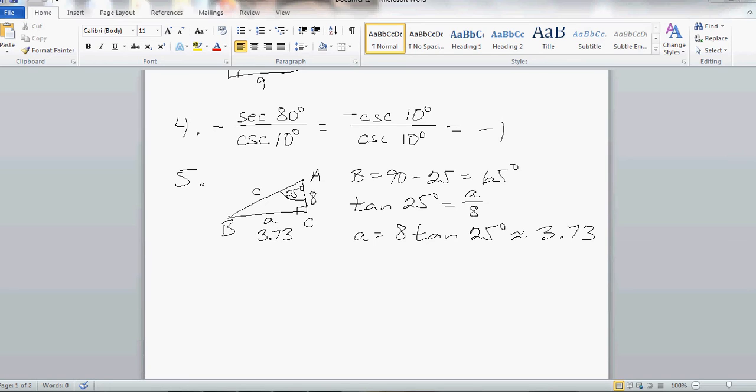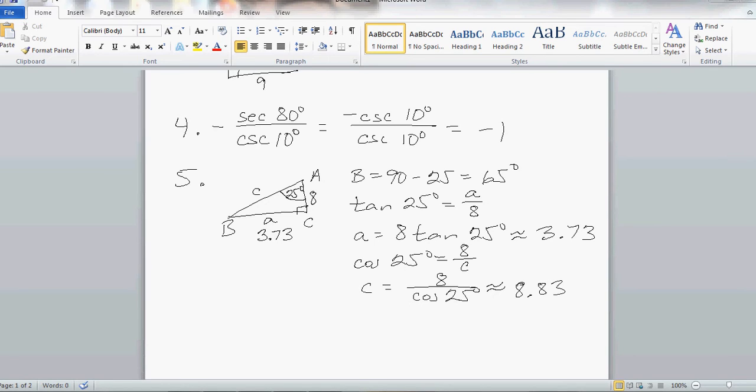This angle was not calculated. This side was not calculated, and with respect to this, the hypotenuse, that's the only thing that's missing. So with respect to this angle here, we know the adjacent leg, and we want to find the hypotenuse. That would be cosine. So the cosine of 25 degrees should equal 8 over c, or c would equal 8 over the cosine of 25 degrees. And to get an approximation here, we just calculate this, and we get 8.83.